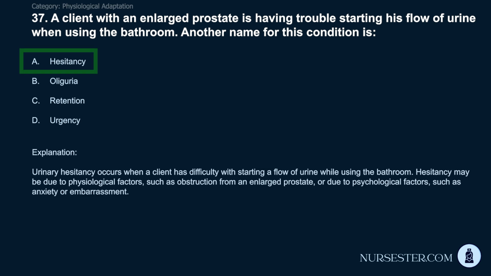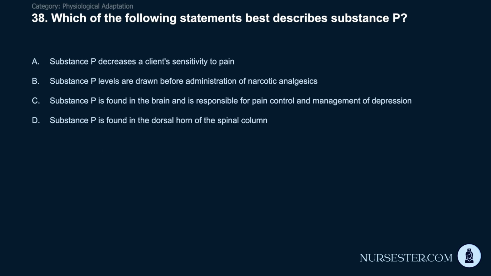Hesitancy. Urinary hesitancy occurs when a client has difficulty with starting a flow of urine while using the bathroom. Hesitancy may be due to physiological factors, such as obstruction from an enlarged prostate, or due to psychological factors, such as anxiety or embarrassment.